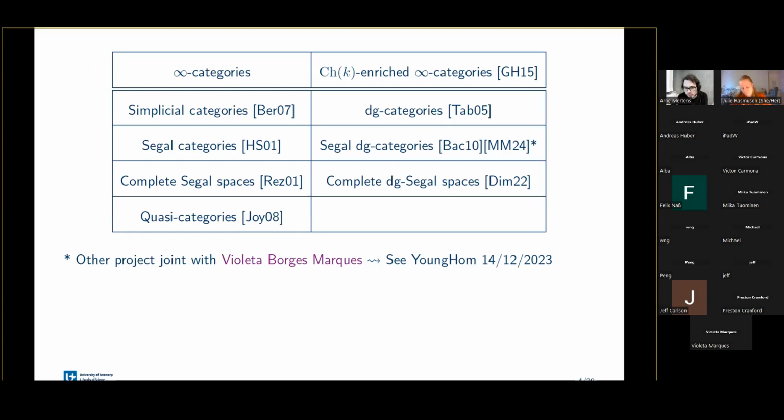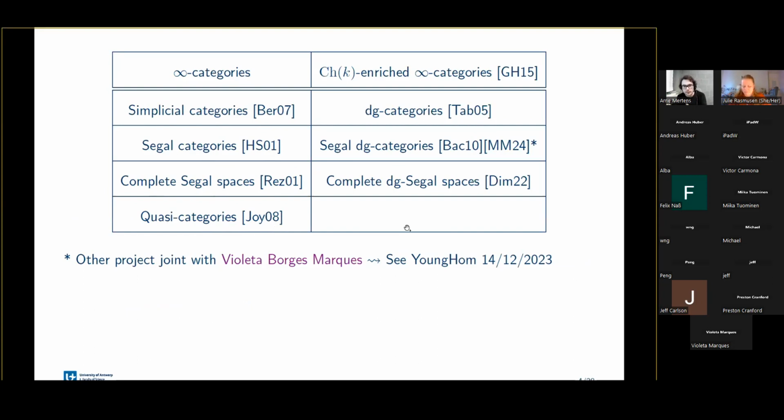some suggestions have already been made in the literature. So here I've made this nice little table. I always love a good table. On the left-hand side here, we have classical infinity categories. So simplicial categories by Bergner. These are the strictly enriched setup. Then Segal categories by Hirschowitz and Simpson. Complete Segal spaces by Rezk. And finally, quasi-categories by Joyal.